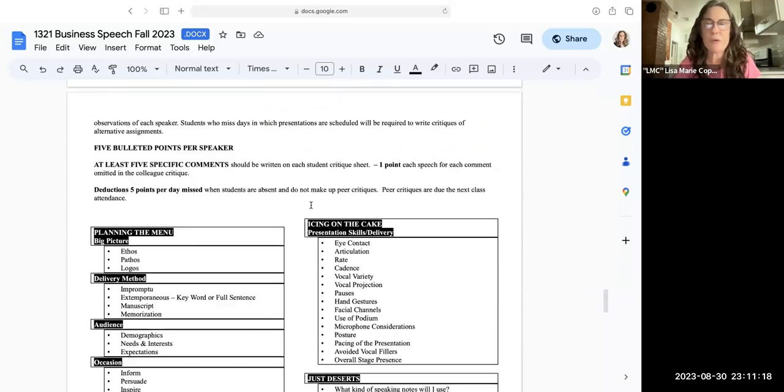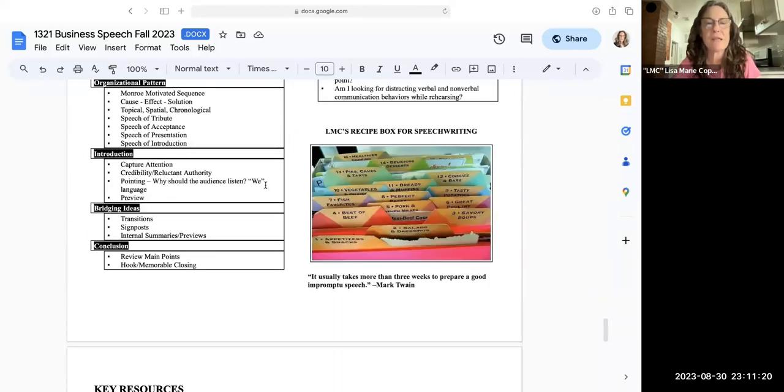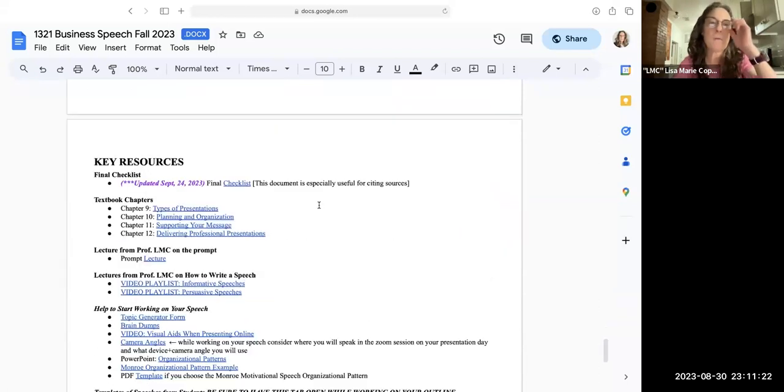Now, the peer critiques we'll talk about in class. Here are some things for you to think about. Now, this final checklist is very helpful because it gives you a variety of ways to cite your sources. And I would take a look at that and how you would do that in your speech. Do not use parenthetical citations.